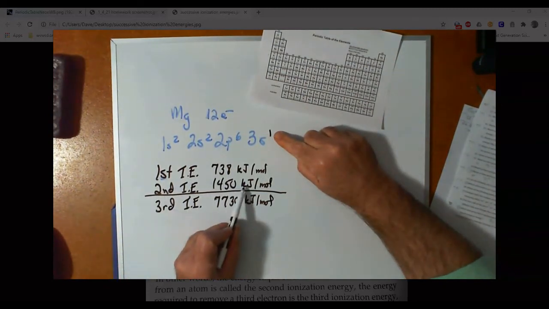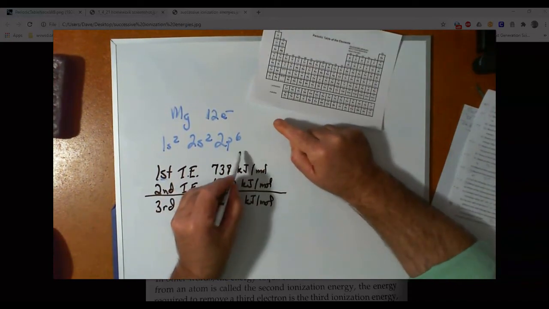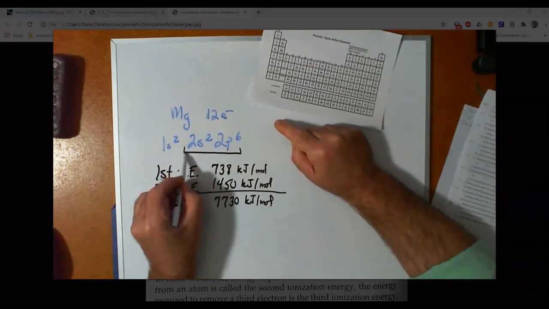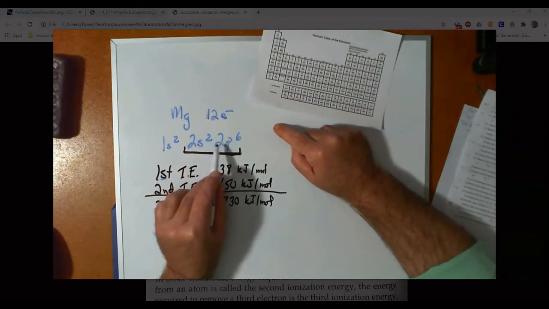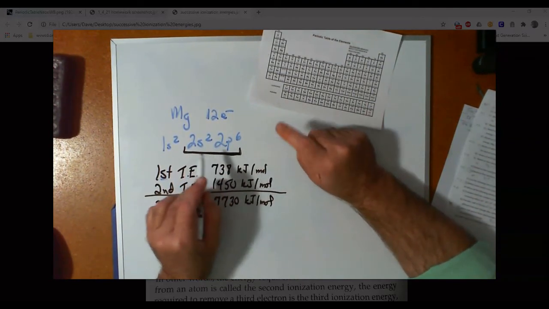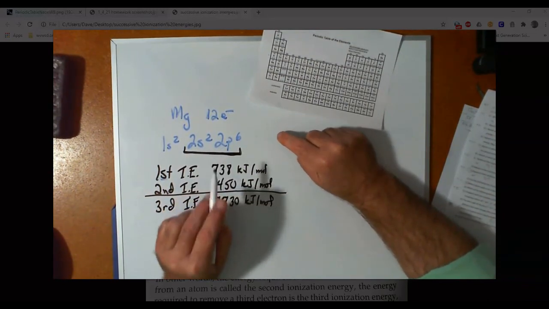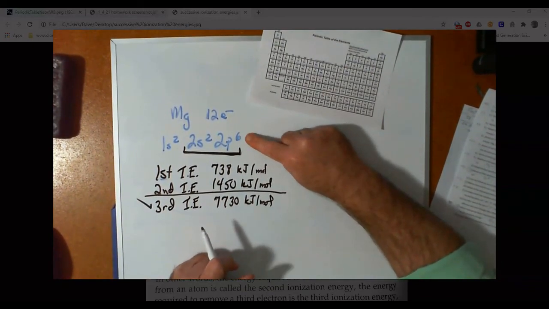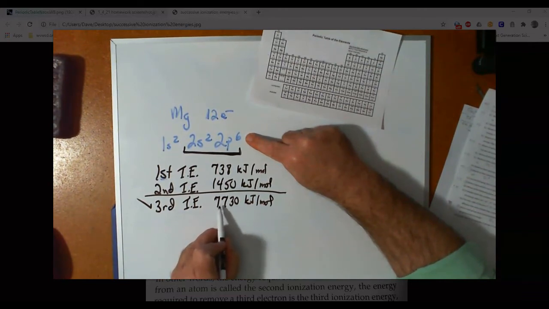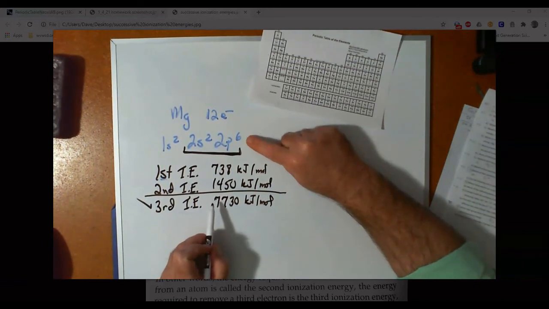Put in 1450 kilojoules a mole, and now you get rid of the other 3s electron. Now look what's left. Once you remove that second electron, what's left is an octet. In the n equals 2 level, I have the 2s2, 2p6 orbitals all filled up. 2 here and 6 here, that's 8 electrons. That's an octet. Now if I want to remove the third electron, I have to remove it from this octet. And that's why there's such a huge jump in the ionization energy between the second and the third in the case of magnesium.